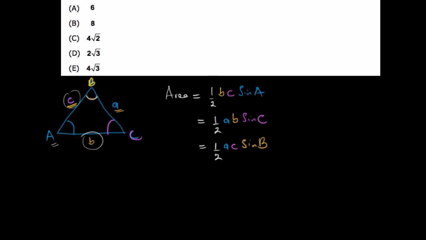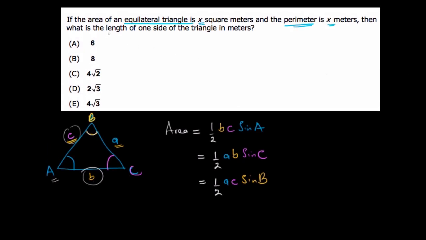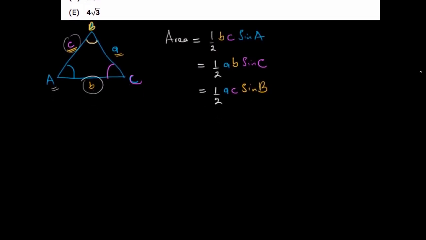Anyway, let's go back to the question here. So we are told that if the area of an equilateral triangle is x square meters, so an equilateral triangle is a triangle that has all its sides and angles equal.